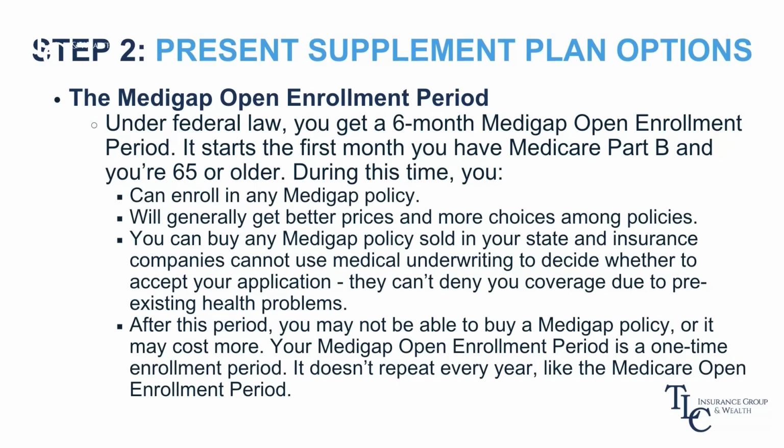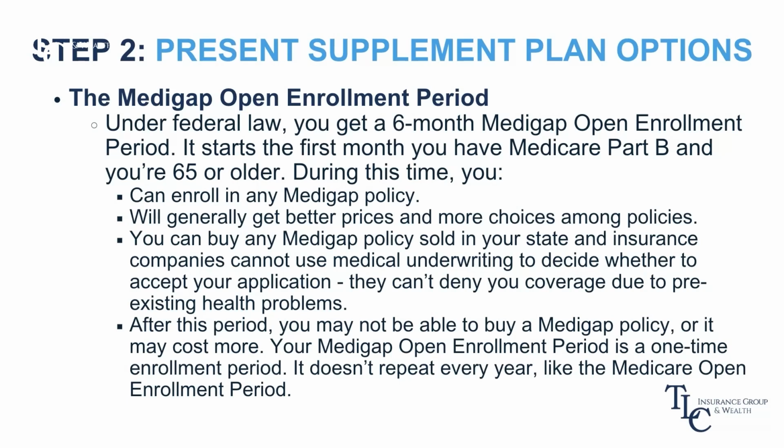Think about how important that is to know, right? When I'm in this initial Medicare open enrollment period, a company can't deny me and they can't rate me higher no matter how bad my health might be. After that period of 6 months, you may not be able to buy a Medigap policy, or it might cost more. So your Medigap open enrollment period is a one-time enrollment period. It's once in your life, and it doesn't repeat every year like the Medicare open enrollment period.